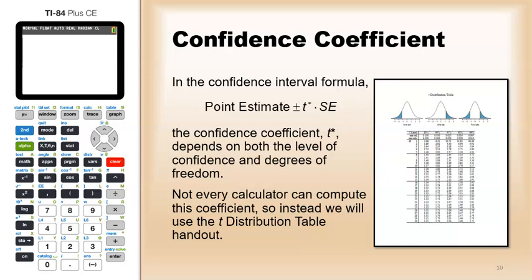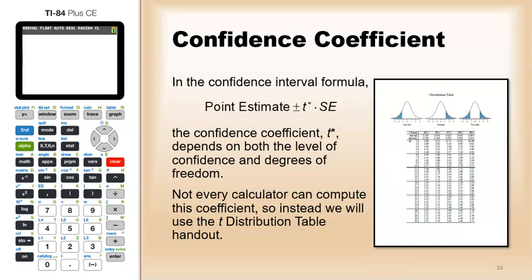If you recall, previously we used 1.64 for 90%, 1.96 for 95%, and 2.58 for 99%. However, for the T distribution, these numbers change depending on the sample size. Not every calculator can compute this coefficient, so instead I'll have you use a T distribution handout.